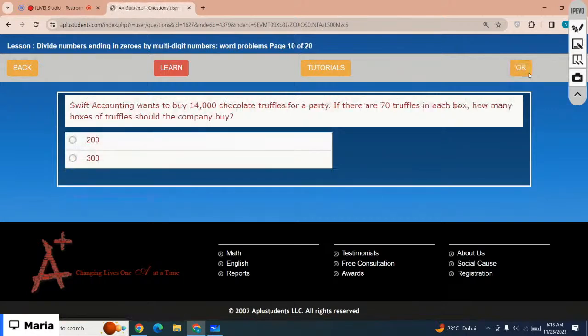Swift Accounting wants to buy 14,000 chocolate truffles for a party. If there are 70 truffles in each box, how many boxes of truffles should the company buy? Which is the correct option?